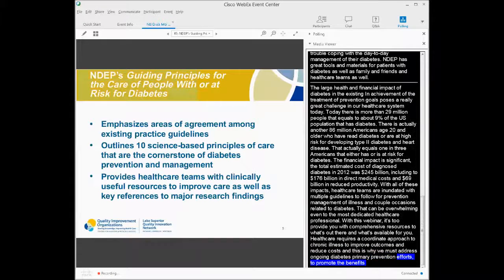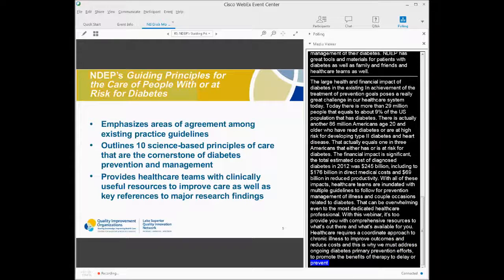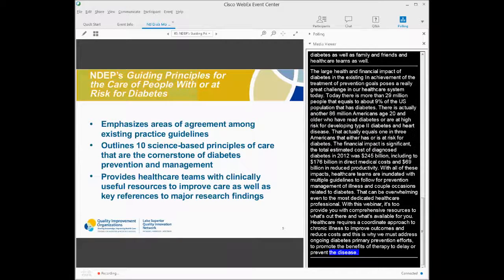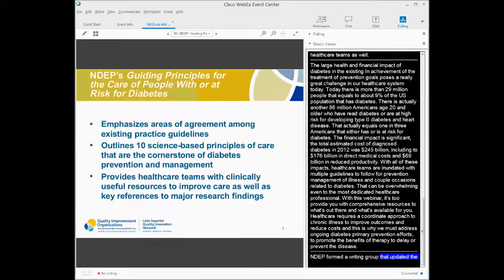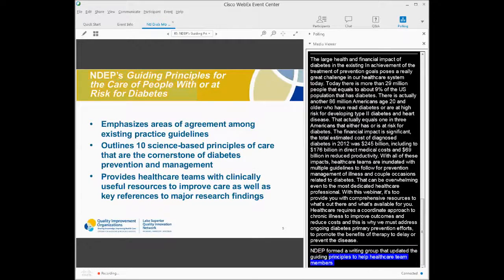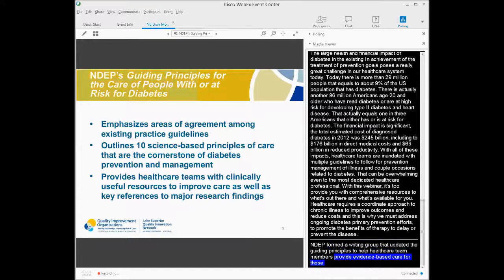So the National Diabetes Education Program formed a writing group that updated the guiding principles to help healthcare team members provide evidence-based care for those patients who either have or are at risk for diabetes. So these principles touch on a few things. They emphasize areas of agreement among existing practice guidelines.